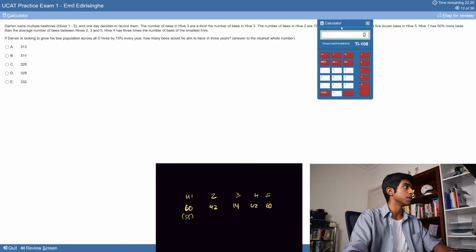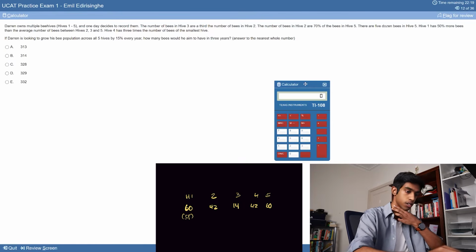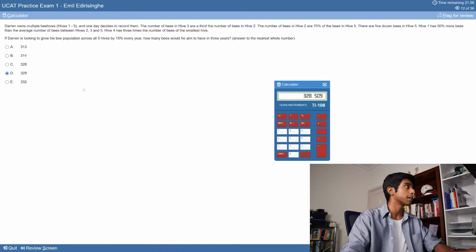Looking to grow his bee population across all 5 hives, how many bees would he aim to have? Okay, so 58 plus 42 plus 14 plus 42 plus 60, that times by 1.15 times by 1.15 times by 1.15, 328, to the nearest whole number 329. Okay.